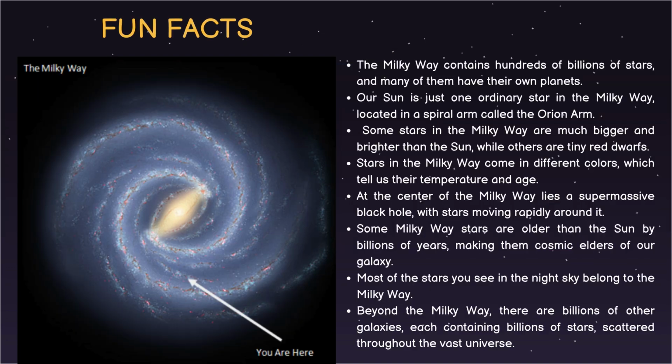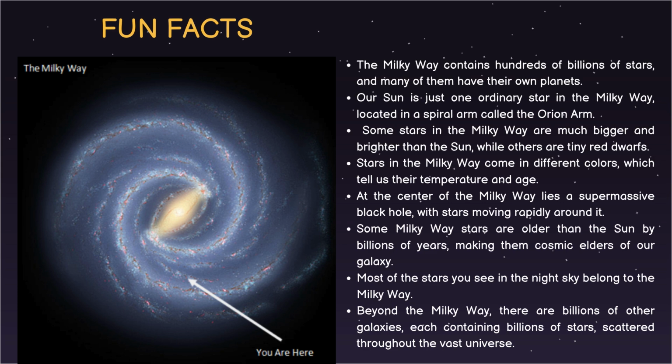The Milky Way contains hundreds of billions of stars, and many of them have their own planets. Our Sun is just one ordinary star in the Milky Way, located in a spiral arm called the Orion Arm. Some stars in the Milky Way are much bigger and brighter than the Sun, while others are tiny red dwarfs. Stars in the Milky Way come in different colors, which tell us their temperature and age.